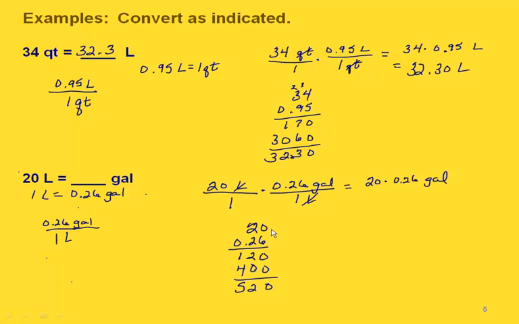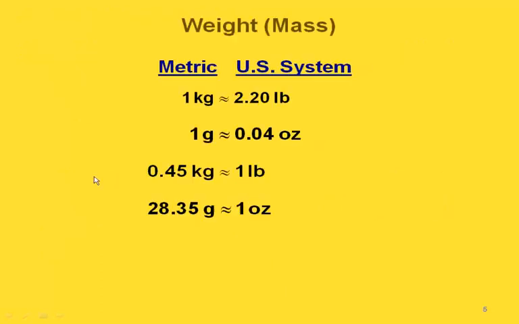Then if we put our decimal places in, we had none here and 2 here, so we end up with 2 decimal places. That gives us 5 20 hundredths of a gallon. Again, we could write it with this last 0, or we could just leave that off and make it 5 2/10 of a gallon. Okay, one more.